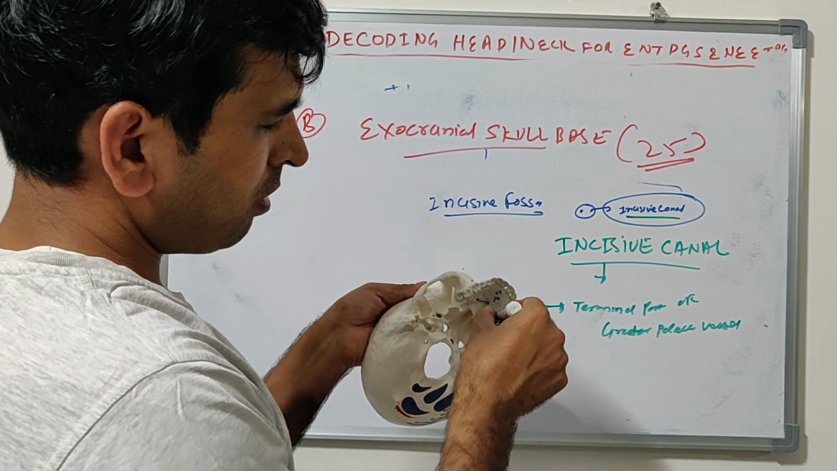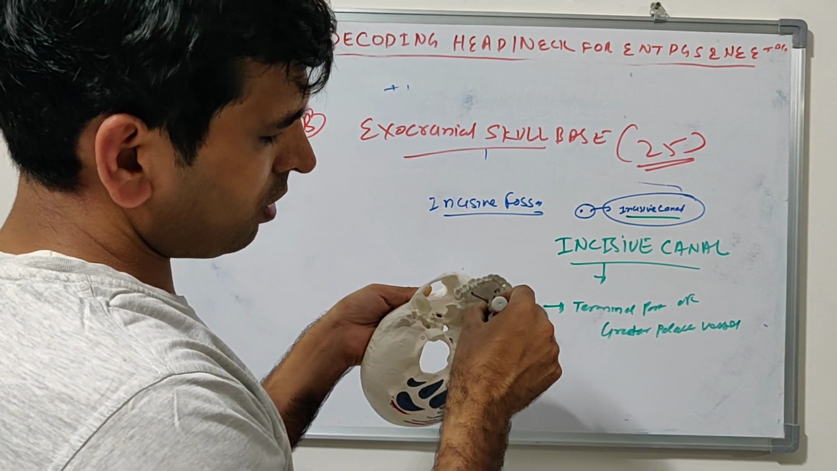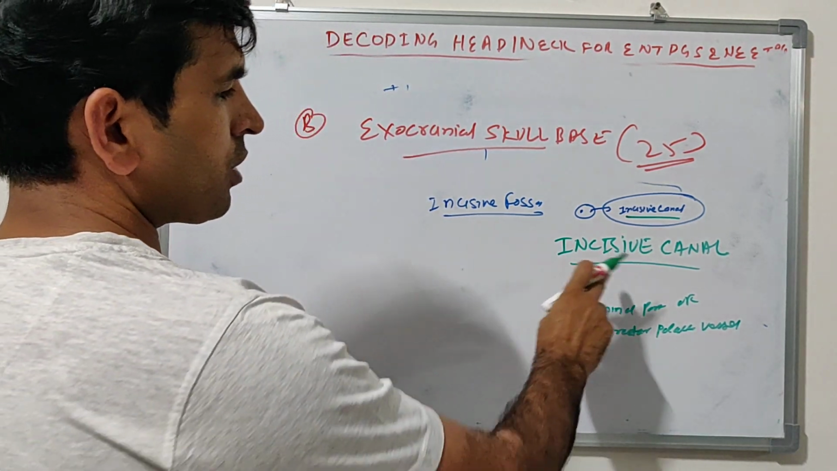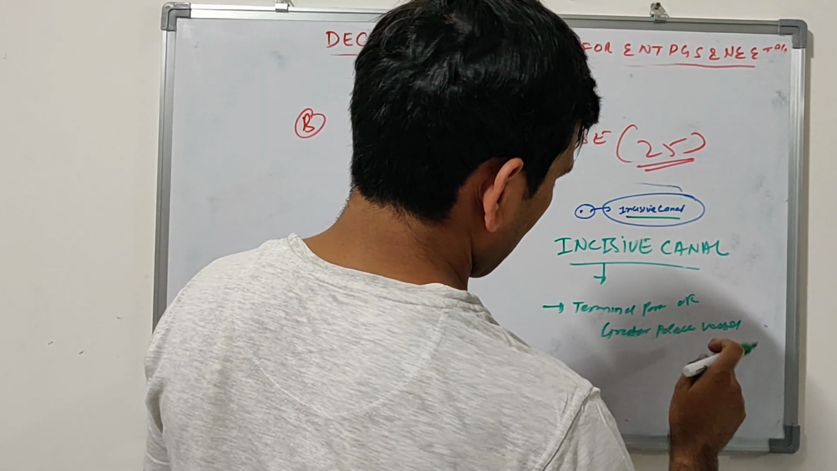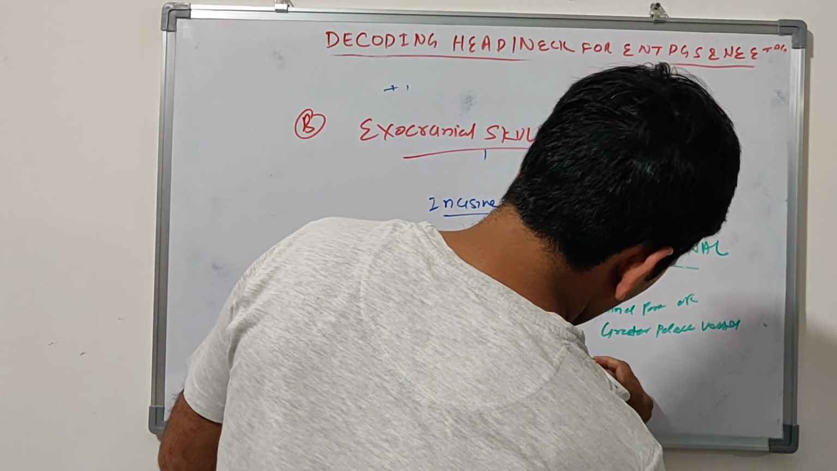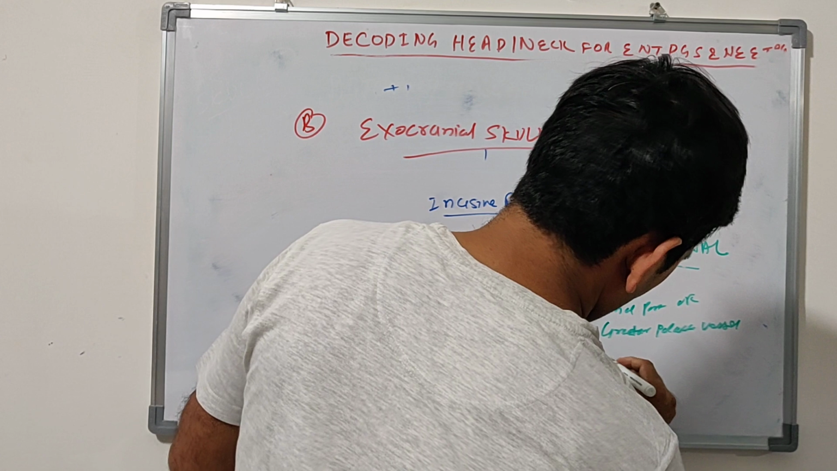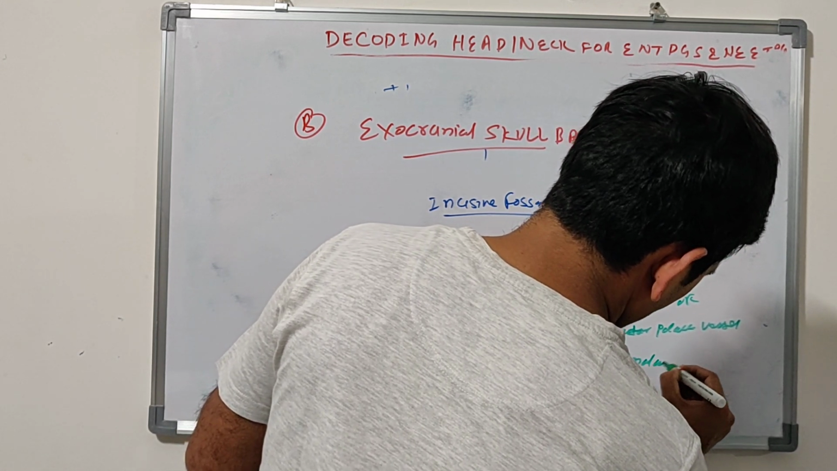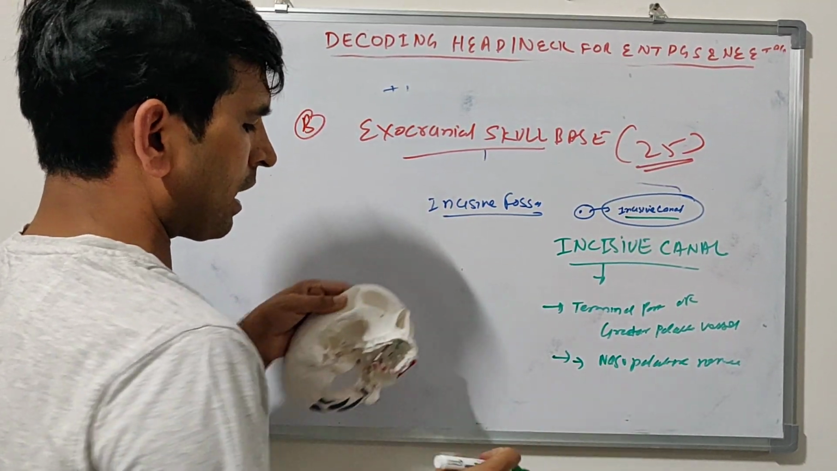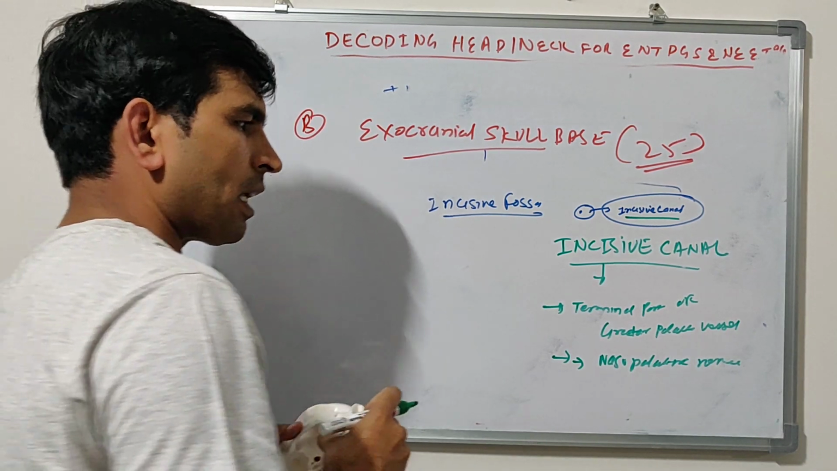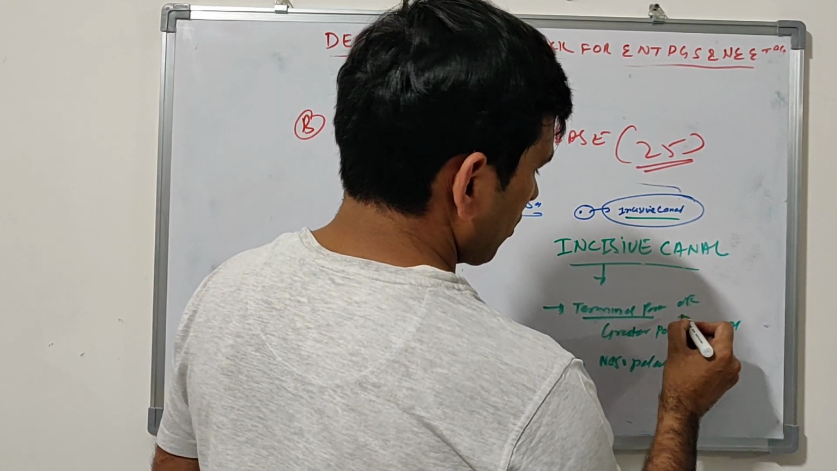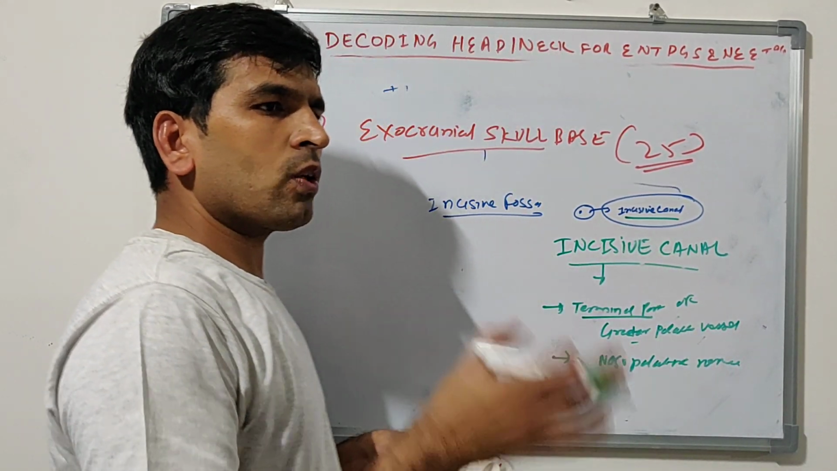Here is the greater palatine foramen. This is the groove, the greater palatine groove, which ultimately carries the vessels going through this incisive canal, the terminal part of the greater palatine vessels. And the structure coming from the nose to the palate is called the nasopalatine nerve. This is part of the pterygopalatine ganglion. This nasopalatine nerve comes through the incisive canal from the nasal side to the palate side, while the terminal branch of the greater palatine vessel goes through the palate to the nasal side.